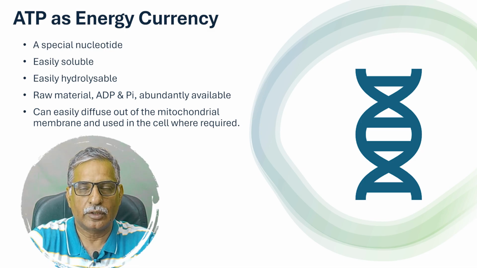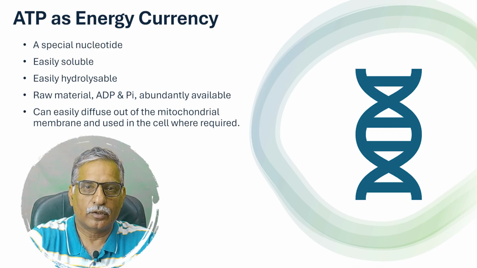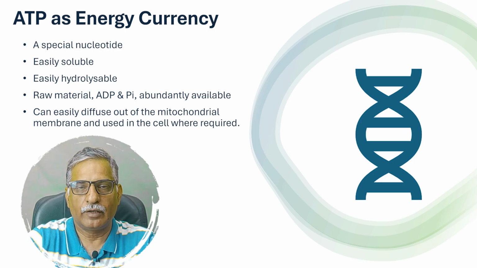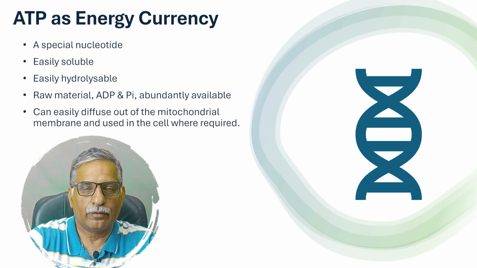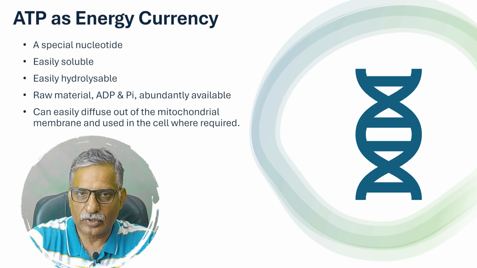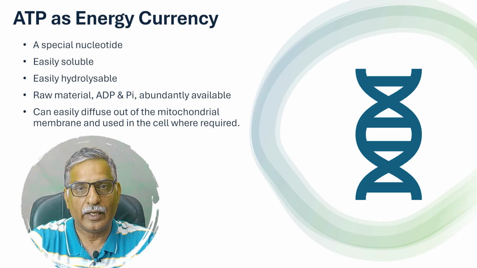During phosphorylation, an inorganic phosphate is added to an ADP molecule and it turns into ATP. During that process, 30.5 kilojoules of energy, or if you round it off, 31 kilojoules of energy, is stored. Now the question arises: why is the ATP molecule taken as an energy currency?